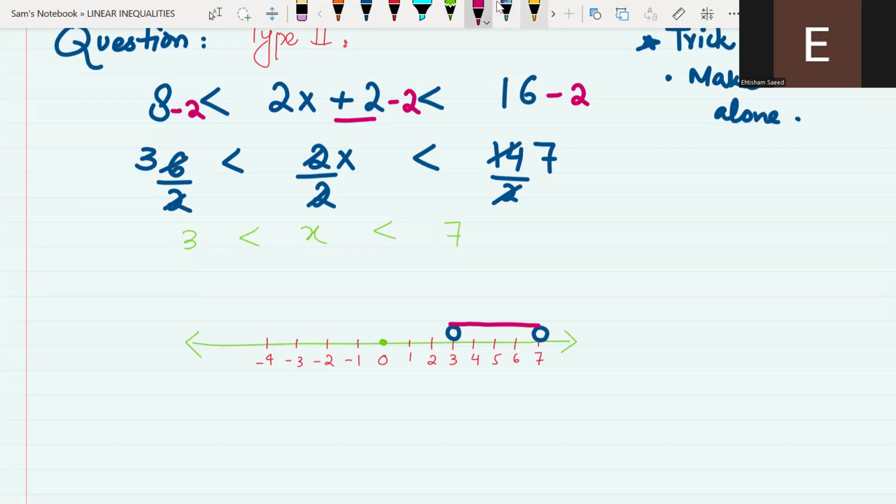Now here, do we have to shade them or not? No. Why? Because there is no equality sign. If the equality sign is present, then obviously we have to shade. Otherwise, we are not going to shade. Right? So this is how we solve inequality questions. I hope they are clear.